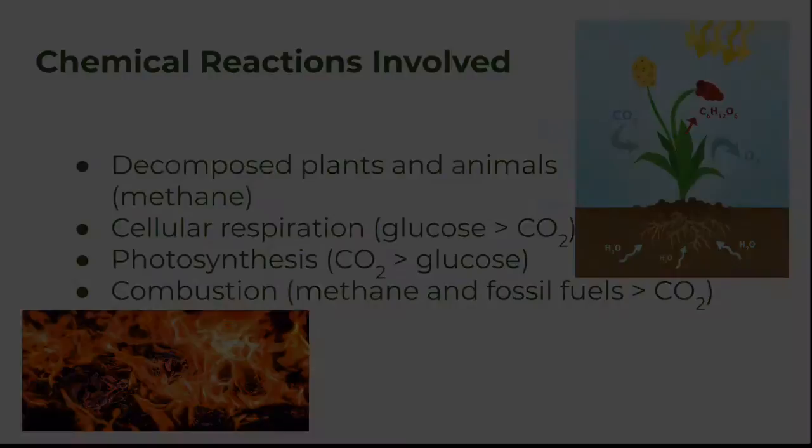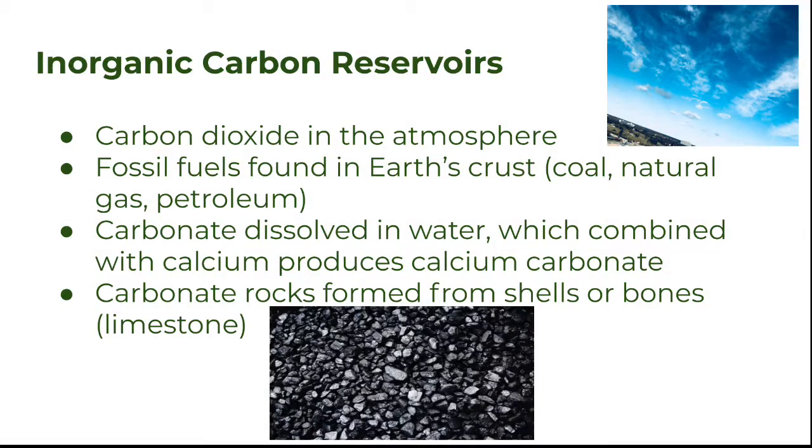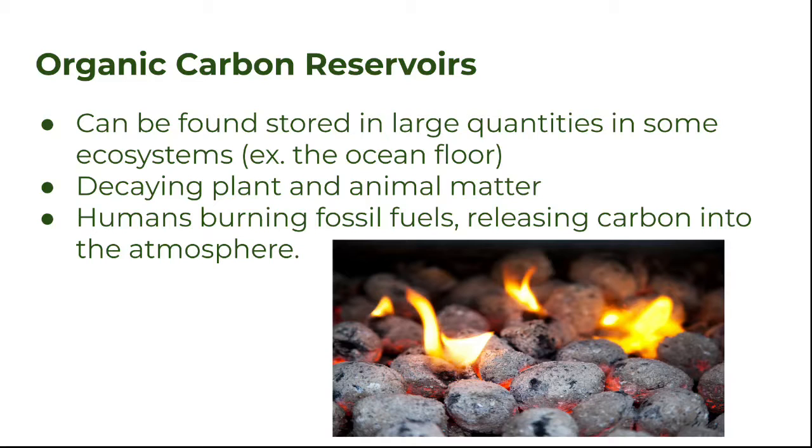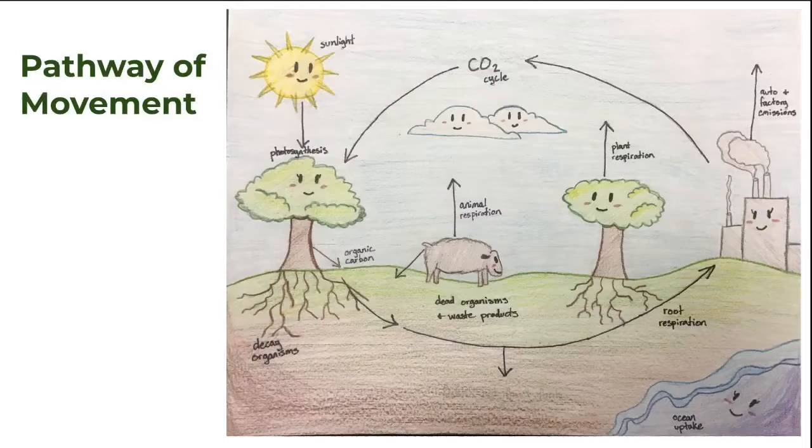carbon dioxide. Inorganic carbon reservoirs in the lithosphere include fossil fuels like coal, oil, and natural gas, oil shale, and carbonate-based rocks like limestone. Large quantities of organic carbon can be found stored in some ecosystems, like the ocean floor. Organic carbon can also be found in decaying plant and animal matter, living organisms, and burning fossil fuels that release carbon into the atmosphere. The pathway of movement in the carbon cycle reaches the biosphere, atmosphere, ocean, and geosphere.